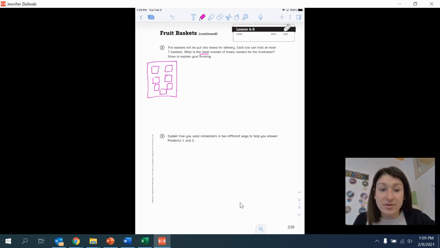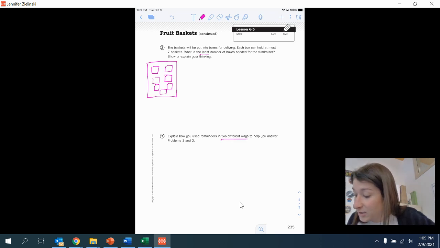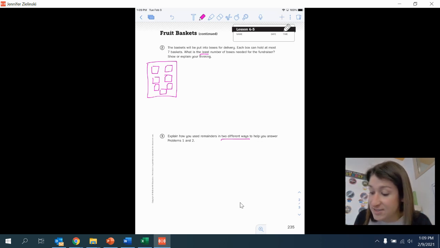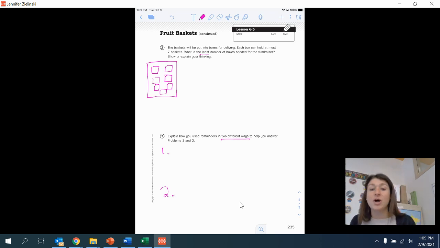And then lastly, number 3 asks you to explain how you use the remainders in 2 different ways to help you solve your answer for problems 1 and 2. So here you should have 2 explanations. If it helps you, maybe even number them so you know right away that you need to tell us 2 ways that you used the remainders to help you answer the problems for number 1 and 2.